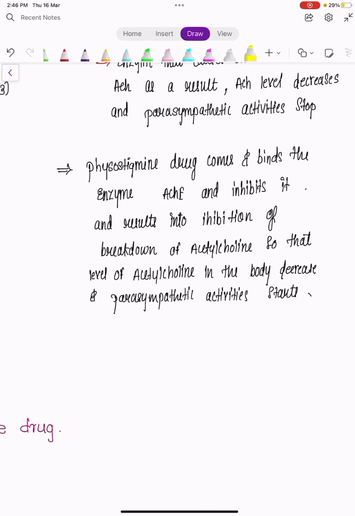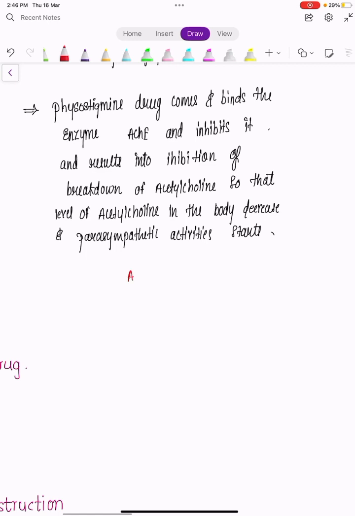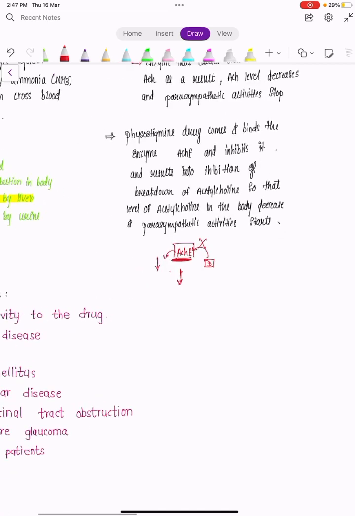For example, this is our acetylcholine and this is the drug physostigmine. It will come and indirectly bind to acetylcholinesterase and it will block the action of this enzyme. The action of acetylcholinesterase will decrease and it can't break down acetylcholine, and the acetylcholine level will increase and the parasympathetic activity starts.